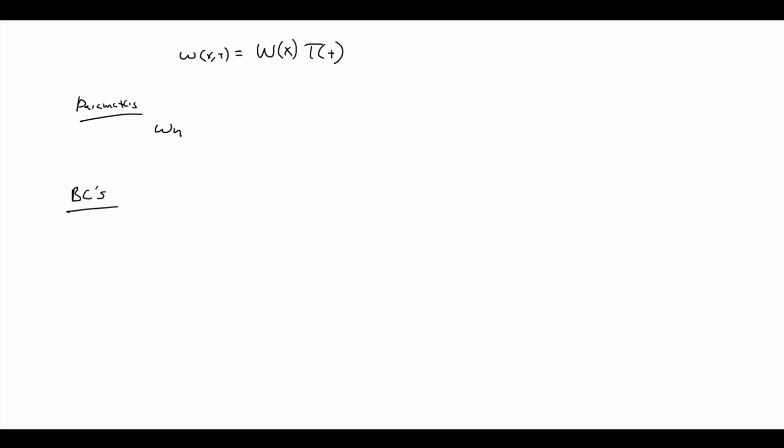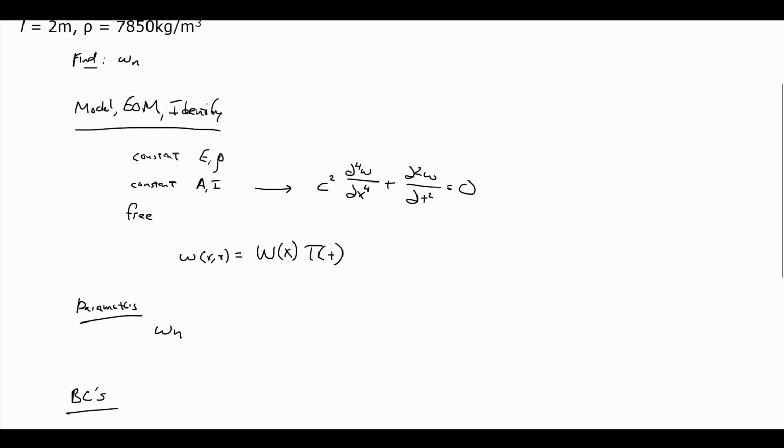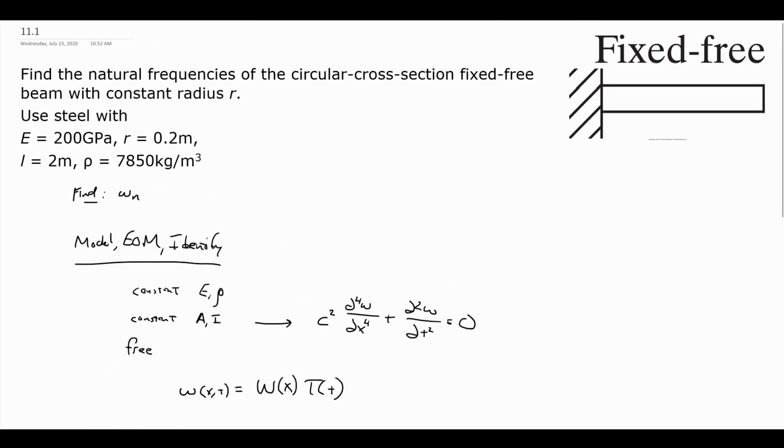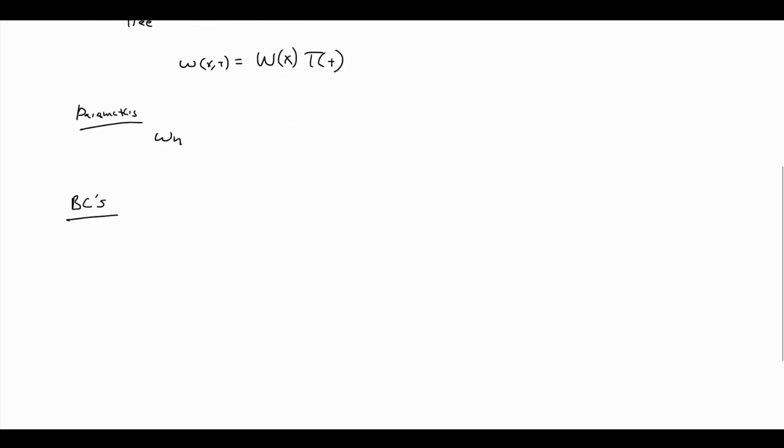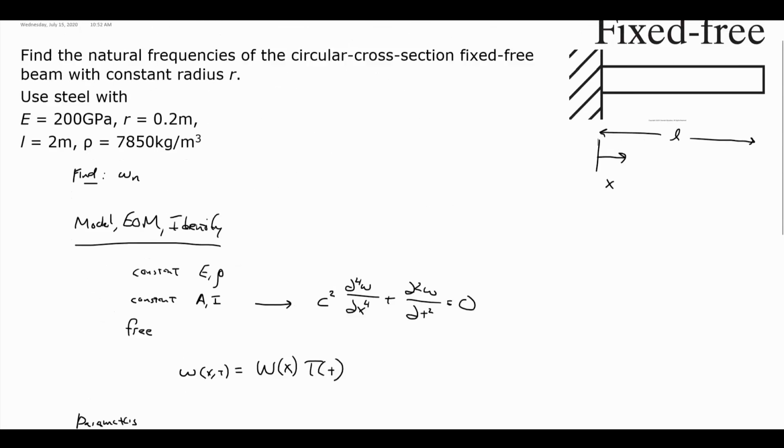All right, so our boundary condition step. Let's take a look at what our boundary conditions are and how they're going to relate to our W of x, which will become our eigenfunction. We have here a fixed-free beam that I'm going to define, as is typical, with x going from left to right. So x is 0 at the wall, and it has a length of L, 2 meters. So as far as our boundary conditions go, let's look up here.